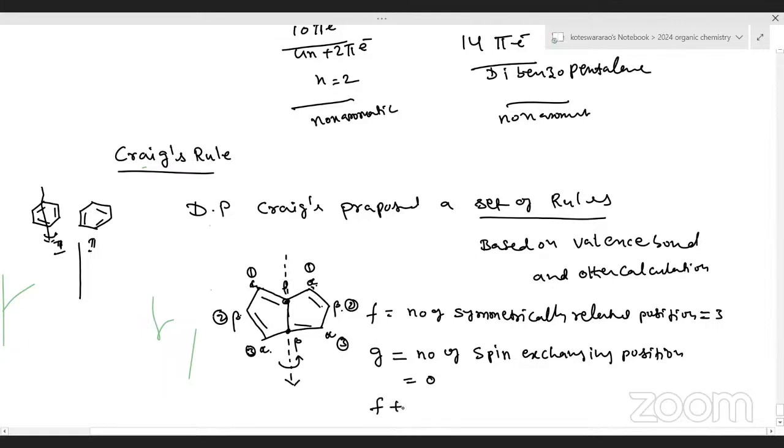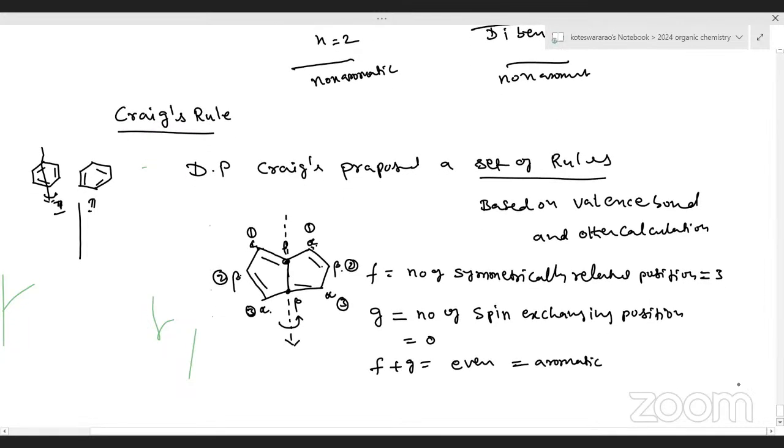Now, F plus G: if it is an even number, that is aromatic in nature. And if F plus G is an odd number, that is non-aromatic in nature. Right?